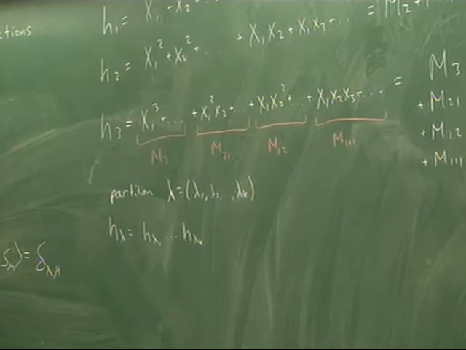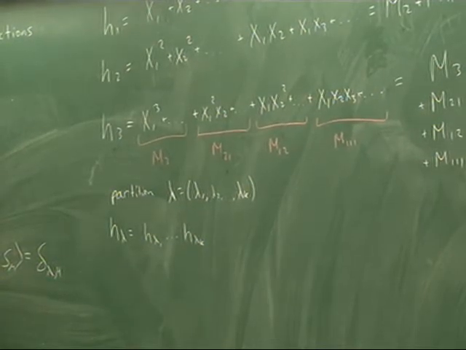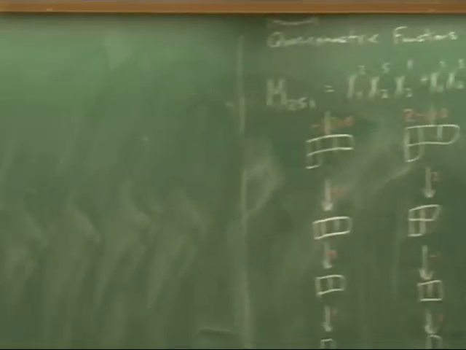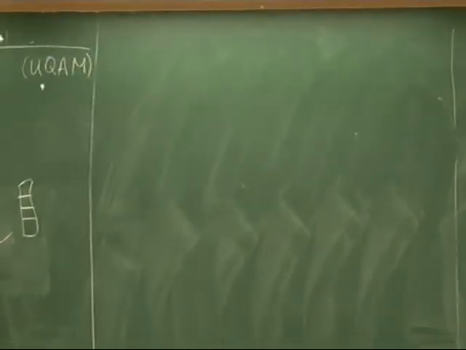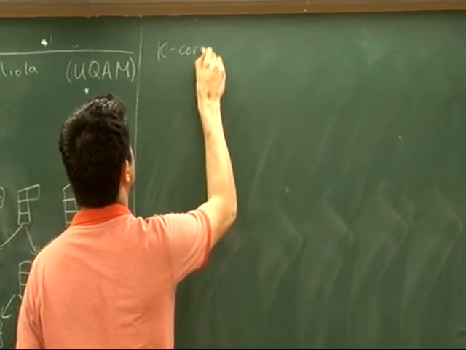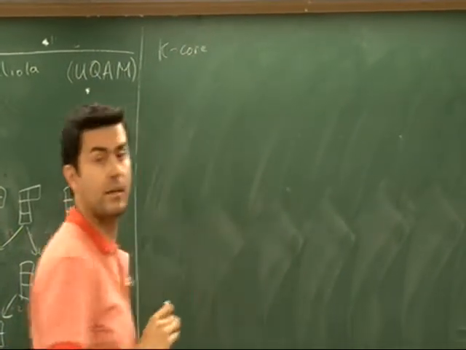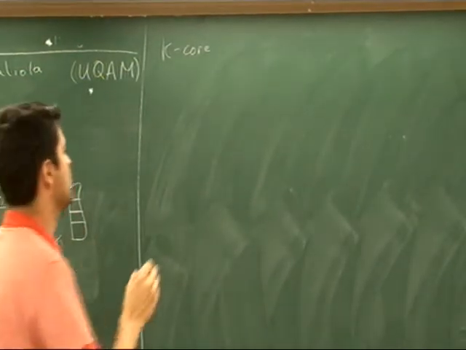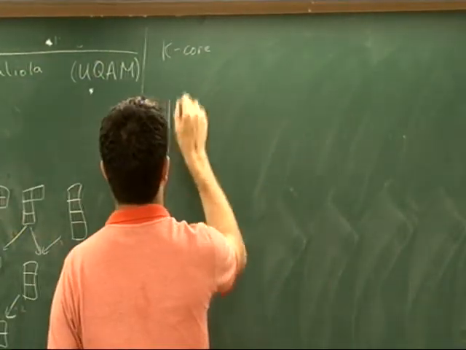So make sense? Okay. So I'm going to define another object which is similar to a partition, but it's called a k-Schur. Okay, and for a k-Schur, I'm just going to show you an example of what is a hook.